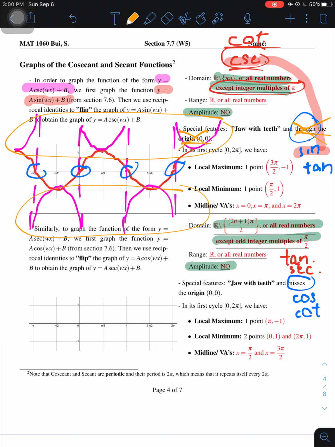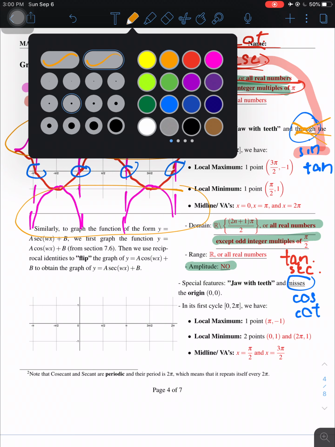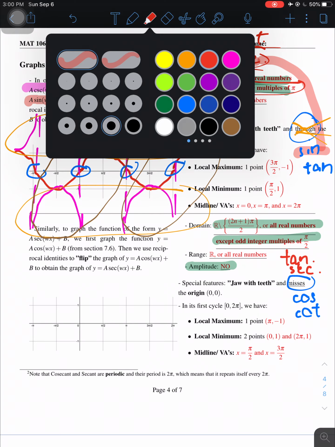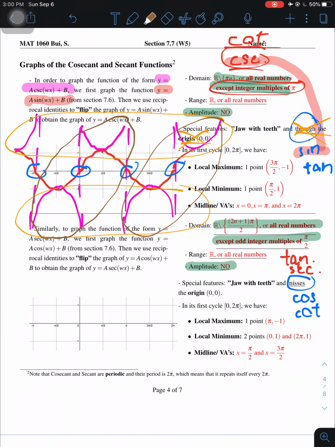Okay, and what happens in here is that one cycle of it is like this. Let me put it in, I don't know, brown. One cycle of it is like this. Okay, and the next cycle is going to go like this. And if you notice, one cycle is going from negative pi all the way to pi, right? And it's 2 pi. So the period of cosecant and secant is 2 pi, just like sine and cosine. And if you want to think about it, they are actually the flip of sine and cosine, right? So they should have similar features to sine and cosine. That's why they also have the period of 2 pi.